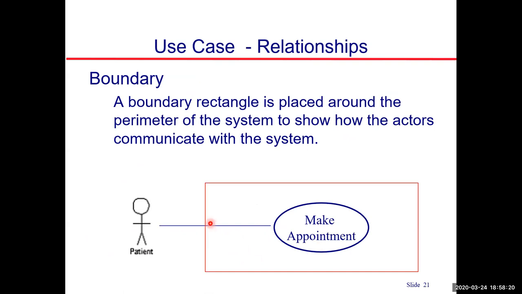Boundaries. A boundary rectangle is placed around the perimeter of the system to show how the actors communicate with the system. This rectangle represents the system, and make appointment is a function inside the system. The whole system can contain different use cases, different functions. The rectangle defines the boundary of the system, and the actor is always outside the system, because the use case diagram shows the interaction between outside actors and the system itself.